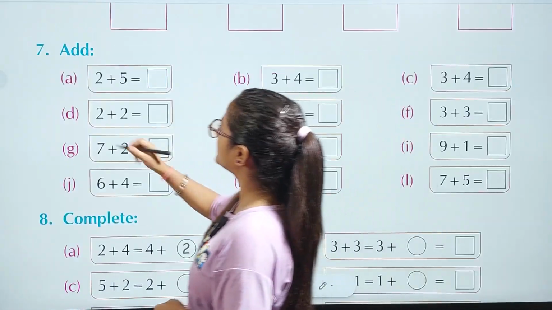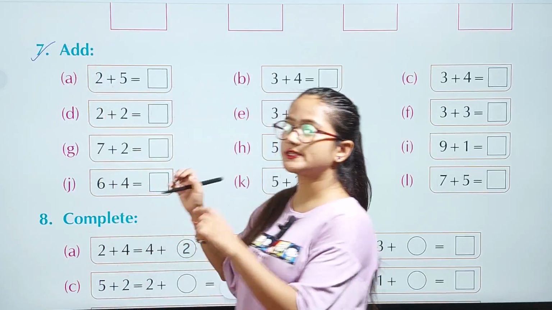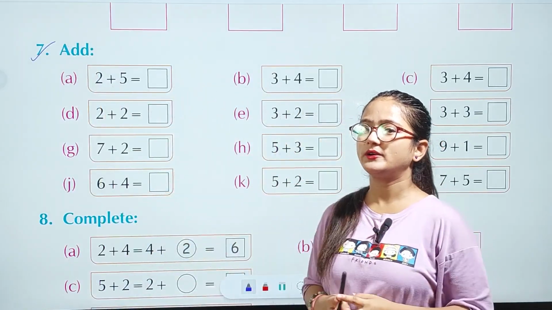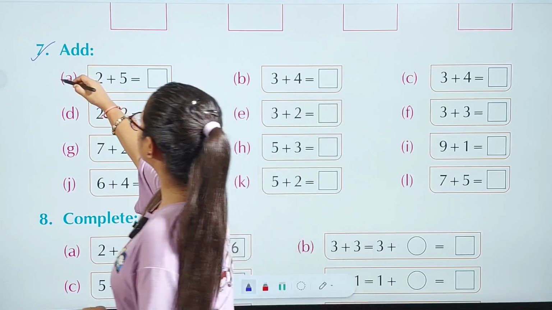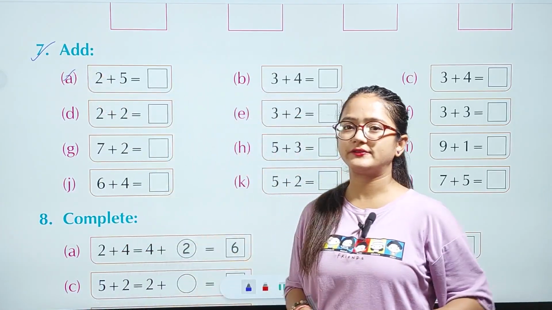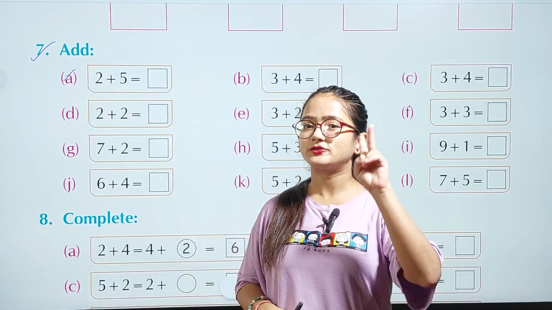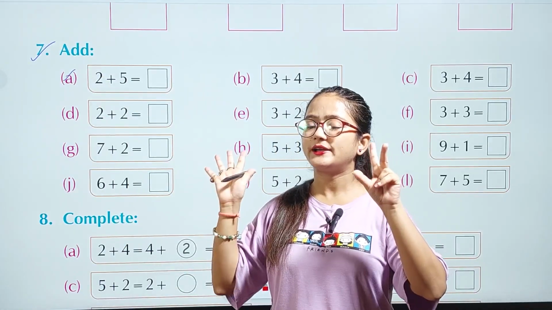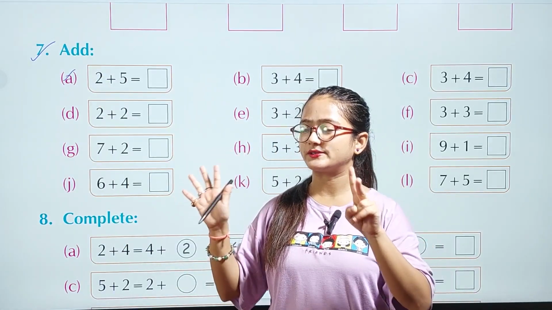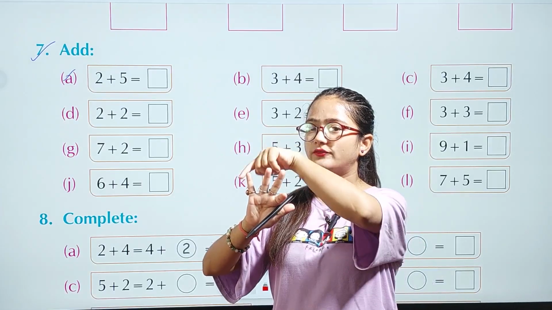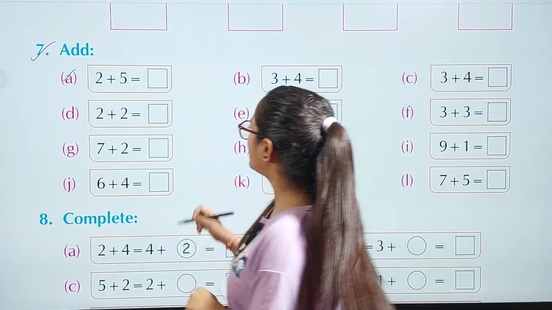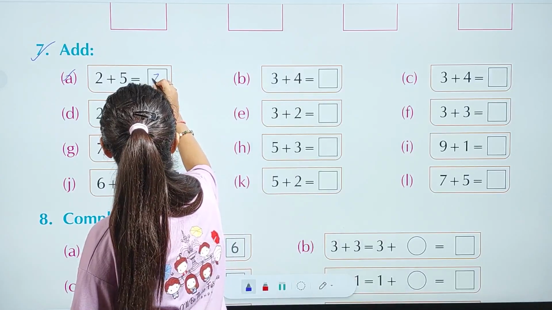Okay, now the next question is add, which is given in the horizontal form. Okay, the sleeping line form. So as you can see in the first one, it is given 2 plus 5. So take out the 2 fingers from the left hand, 5 fingers from the right hand, and count the total number of fingers. 1, 2, 3, 4, 5, 6, 7. So the answer is 7. Okay, write down number 7 here.